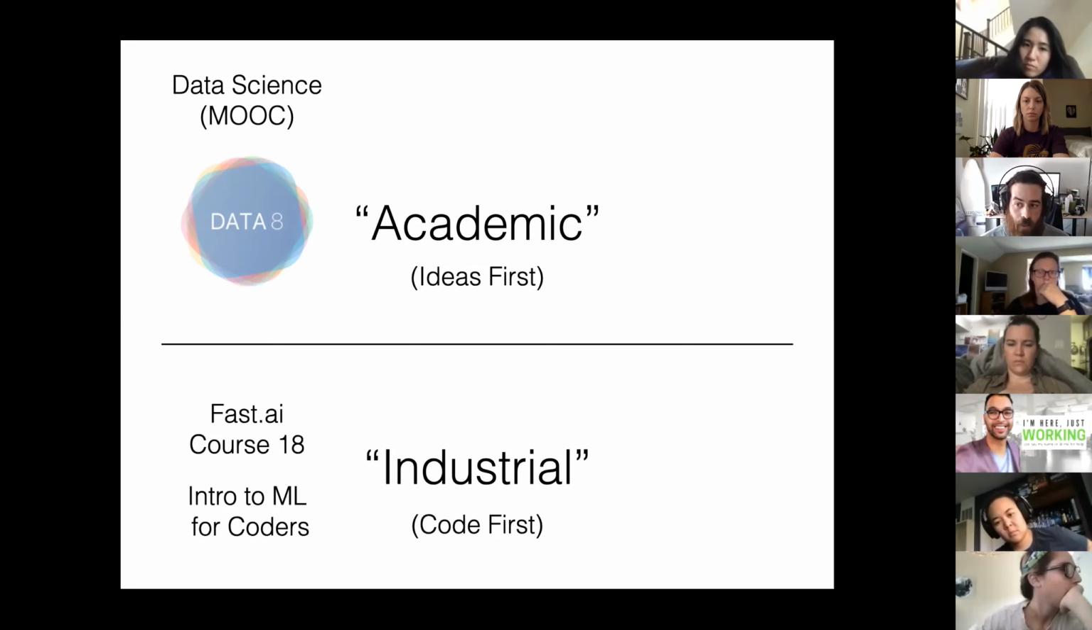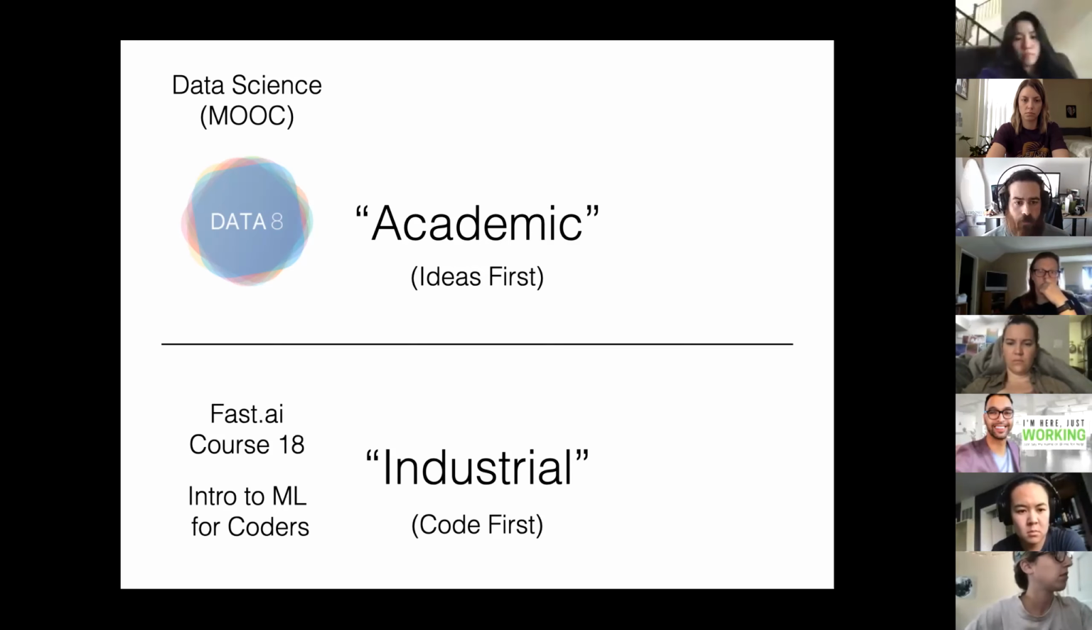From the industrial end, there is another course from Fast AI called Course 18, Intro to Machine Learning for Coders. This takes a code-first approach to machine learning systems and shows you how to implement popular and powerful models and gives you the intuition for why they work. Also a great course, completely different orientation, right? Data 8 starts with ideas, Fast.ai starts with the source code.